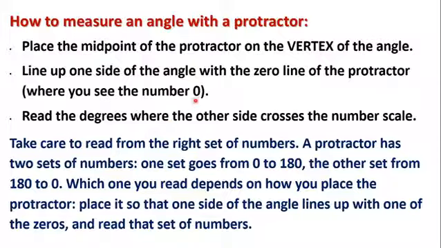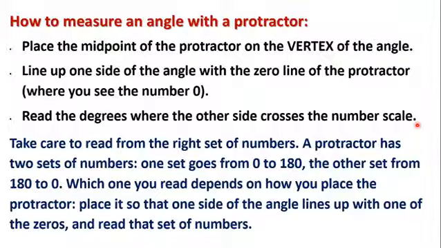So you see the number 0 on the protractor. You align one side of the angle with the 0 line of the protractor, and then you read the number of degrees where the other side crosses the number scale. Now you have one side of the line, you place your 0 directly on that line, and then you read at the other side where the second line that formed the angle crosses the number scale on your protractor.